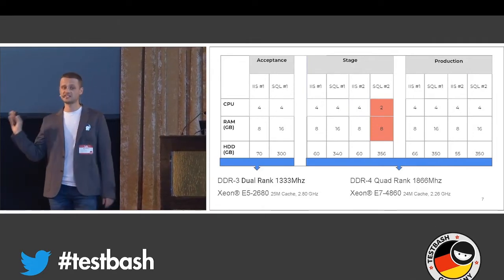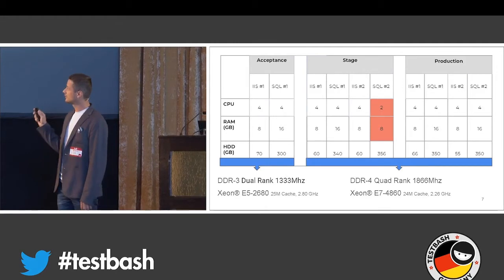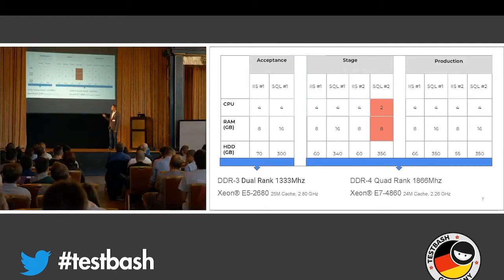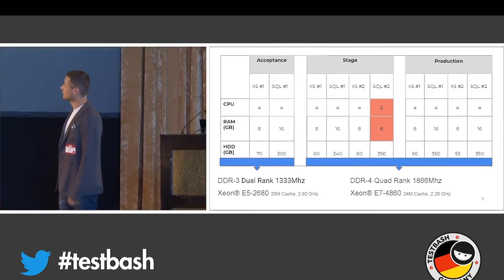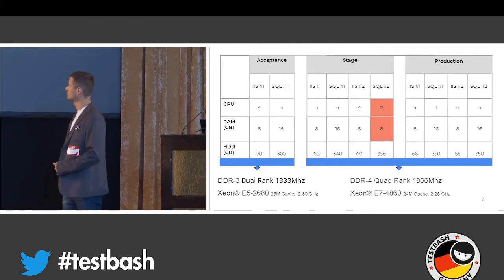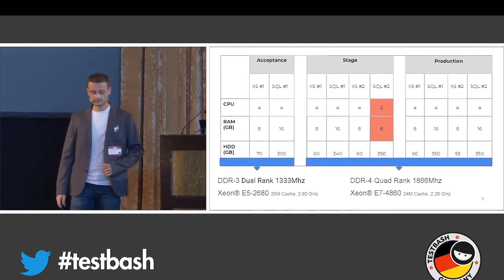Acceptance is at least twice slower. And then hopefully we start to test performance on stage environment, and it was almost the same as production, hopefully. Only SQL Server number 2 had a bit different amount of CPU cores and RAM.